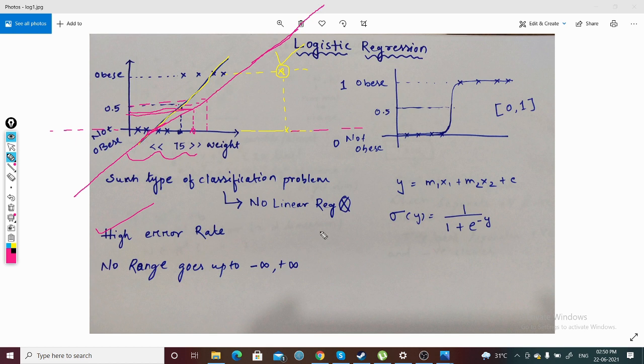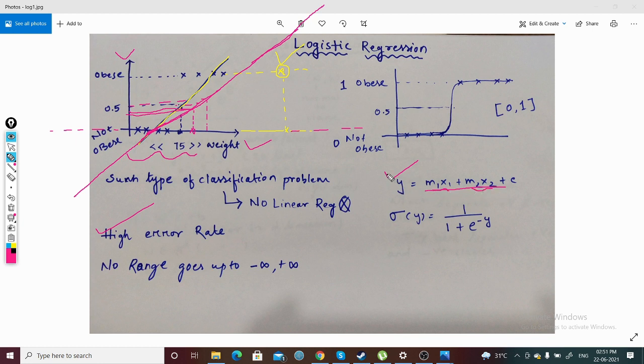To solve this type of problem, we have introduced the sigmoid activation function. As you know, this is the linear line. We can take the linear line, where this is the independent variable and this is the dependent variable. As we know, this is the linear line formula, mx plus c, where these are the independent variables, right?